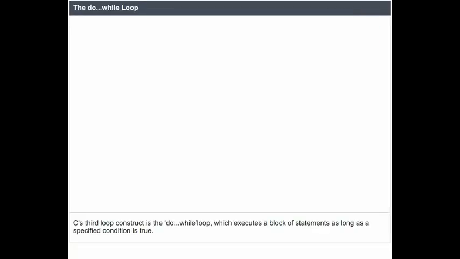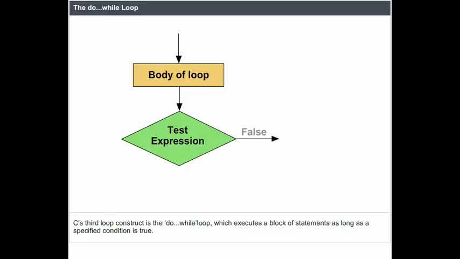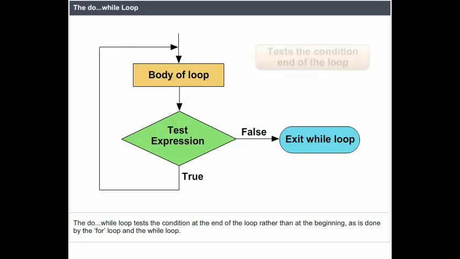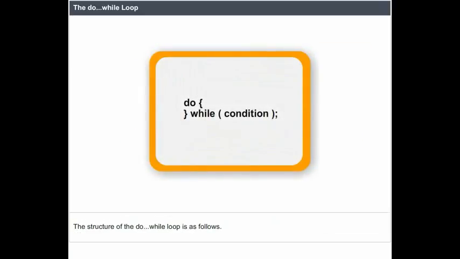The do-while loop. C's third loop construct is the do-while loop, which executes a block of statements as long as a specified condition is true. The do-while loop tests the condition at the end of the loop rather than at the beginning, as is done by the for loop and the while loop. The structure of the do-while loop is as follows.